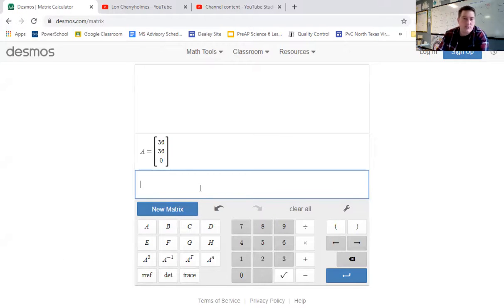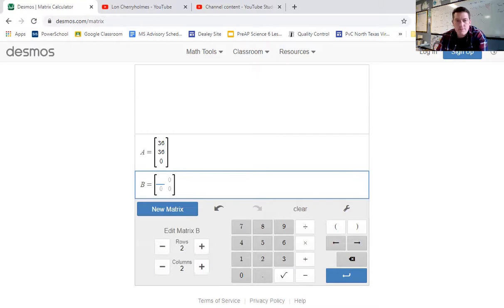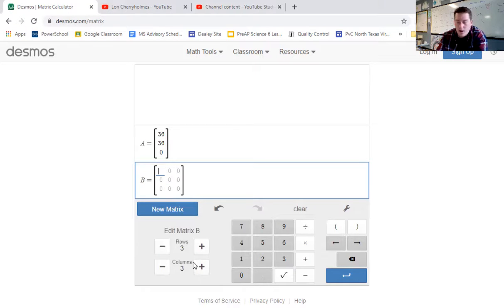For my resistance matrix, I'm going to use B. New matrix. I have 3 rows and 3 columns. I had 12 ohms, 15 ohms, 0. I had 12, 0, and 10. And then I have my Kirchhoff rule of current that gave me -1, 1, and 1. I'm going to hit enter.